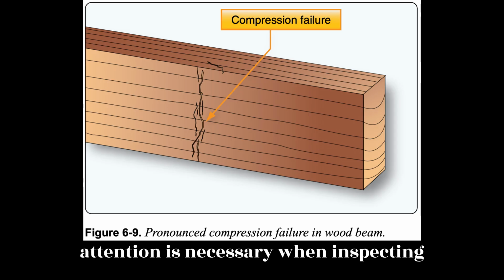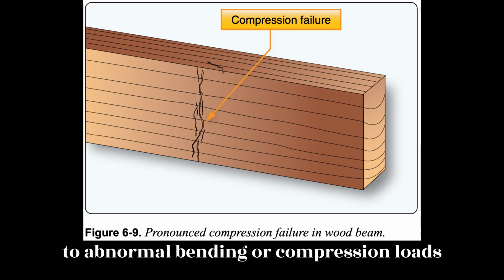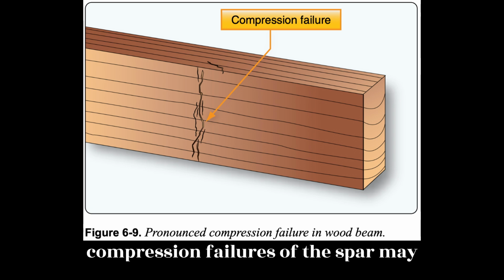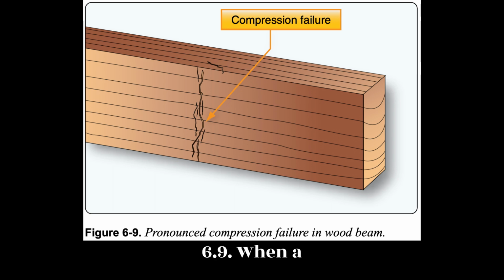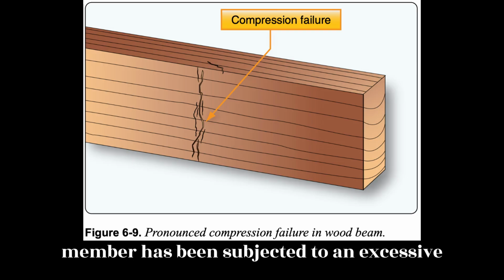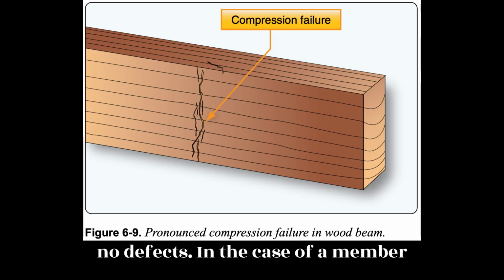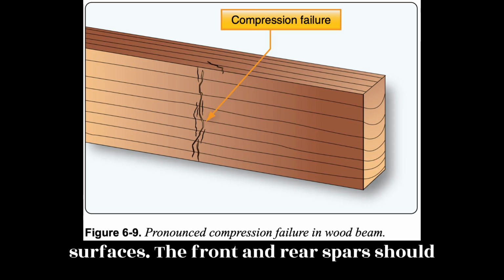Particular attention is necessary when inspecting any wooden member that has been subjected to abnormal bending or compression loads during a hard landing. If undetected, compression failures of the spar may result in structural failure of the wing during flight. Figure 6-9. When a member has been subjected to an excessive bending load, the failure appears on the surface that has been compressed. The surface subject to tension normally shows no defects. In the case of a member taking an excessive direct compression load, the failure is apparent on all surfaces.